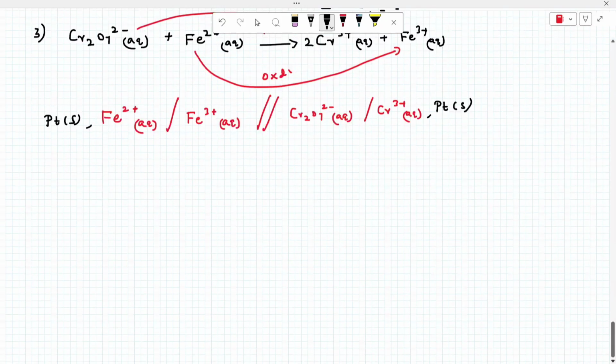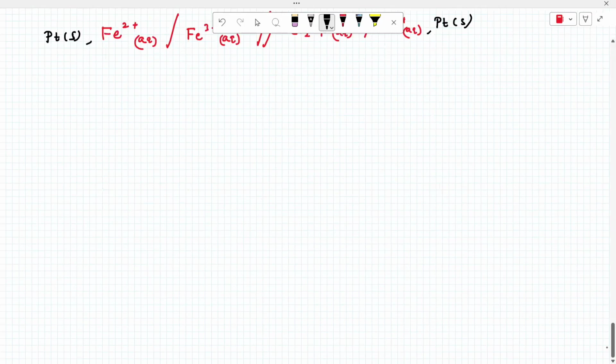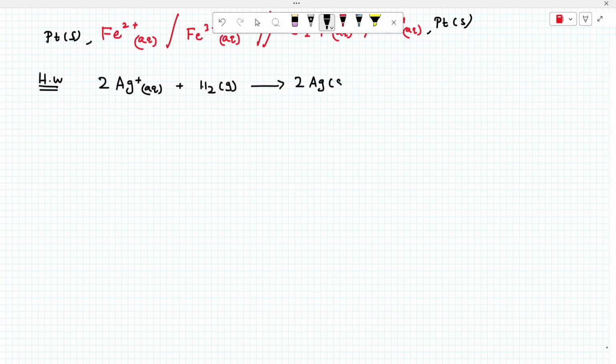Okay, this is homework. Try this question and send the answer in the group. So, homework question: 2 Ag plus aqueous plus H2 gas gives 2 Ag solid plus 2H plus. You can try this one.